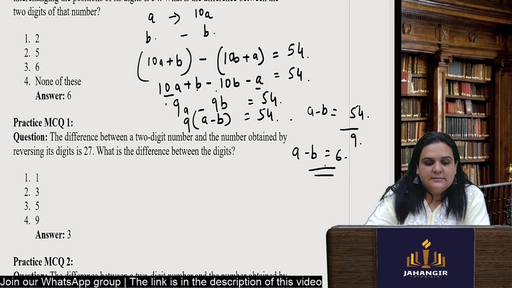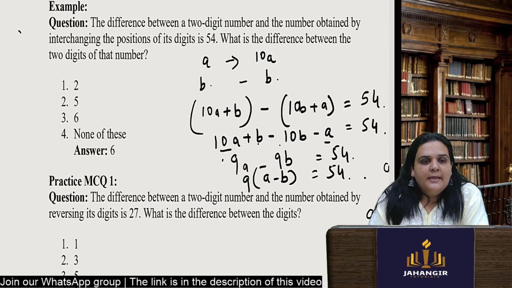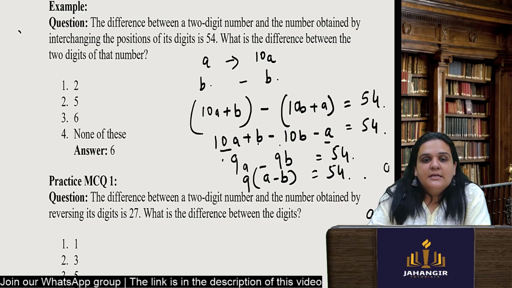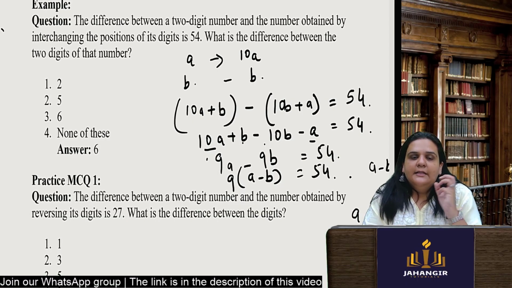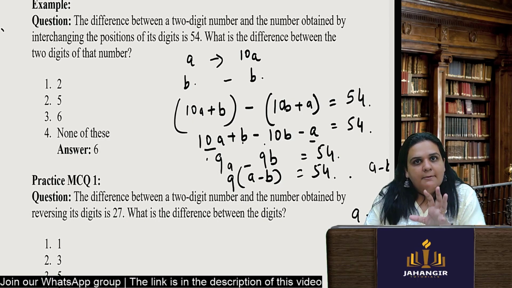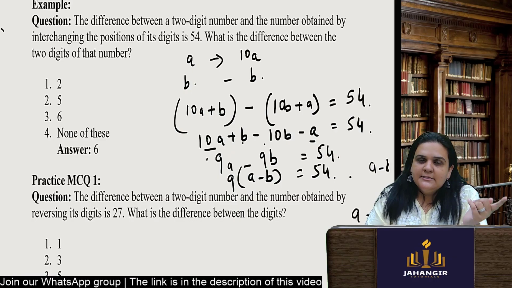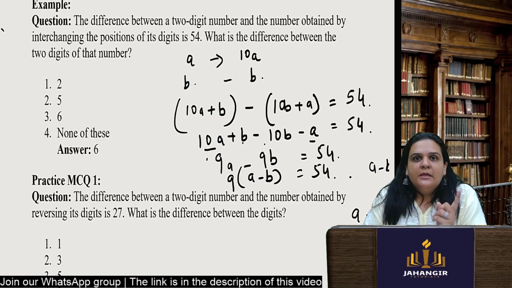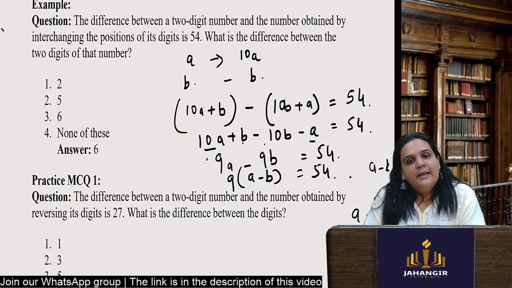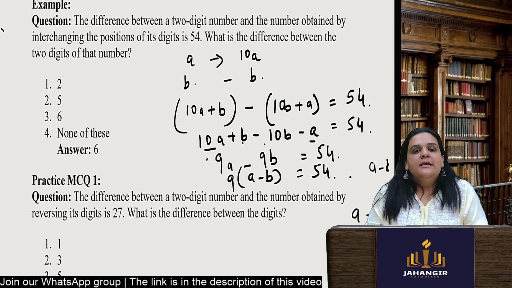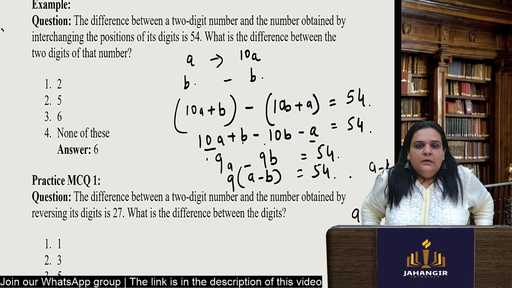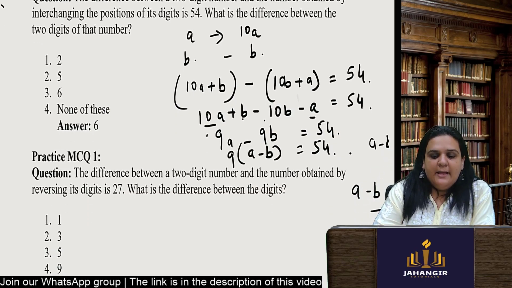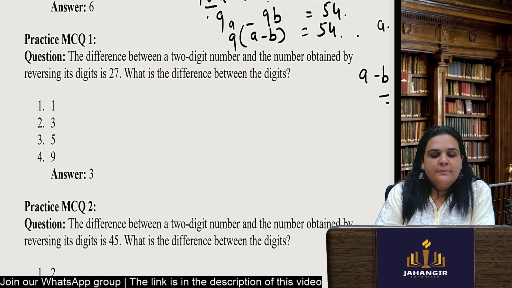So answer is 6. So I told you let one number be A and one number be B. The difference A minus B we have to find. Okay, now how we will form the equation: first I took 10A and B. Why I took 10A? Because A is in tens, B is in ones position. When I am interchanging them, I am making 10B and A in ones position. The difference between these two numbers is coming as 54. Okay, when I solve this equation, my answer of A minus B will be 6. So this will be the answer.